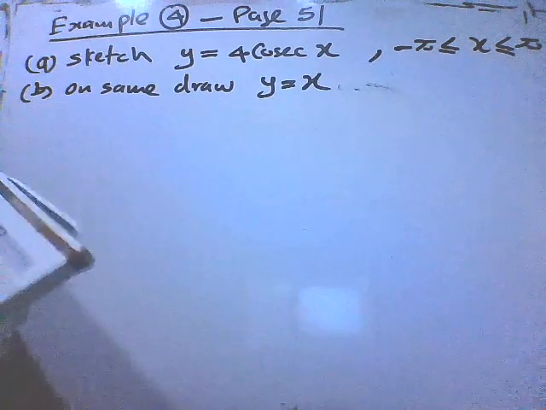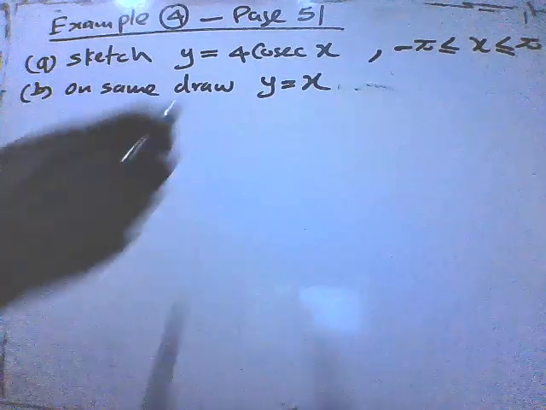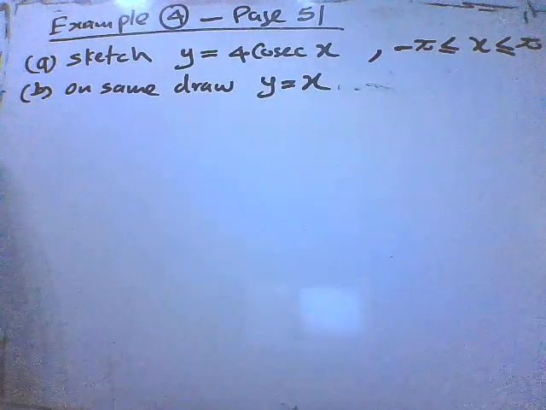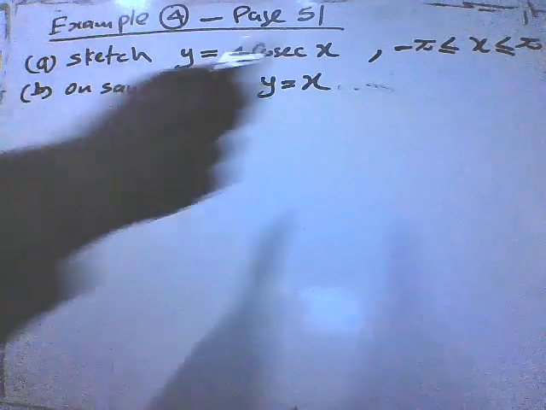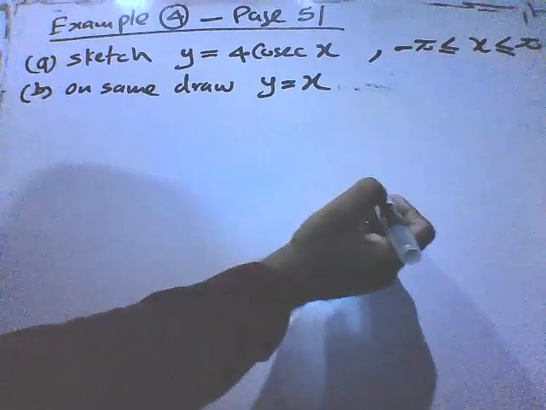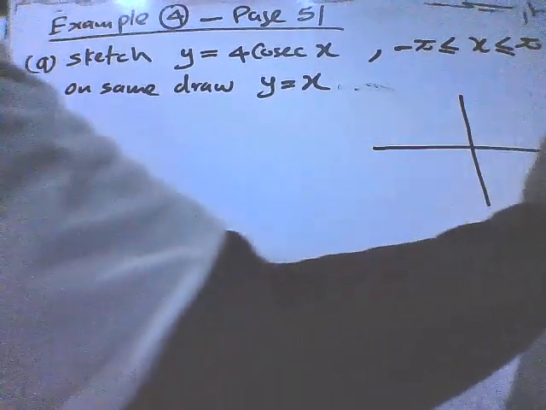Right, on page 51 we have example 4. They are asking us to sketch 4 cosec x in the given range. So surely we have to take the help of sin x first. This multiplication is actually a transformation. So I will draw sin x on the side.